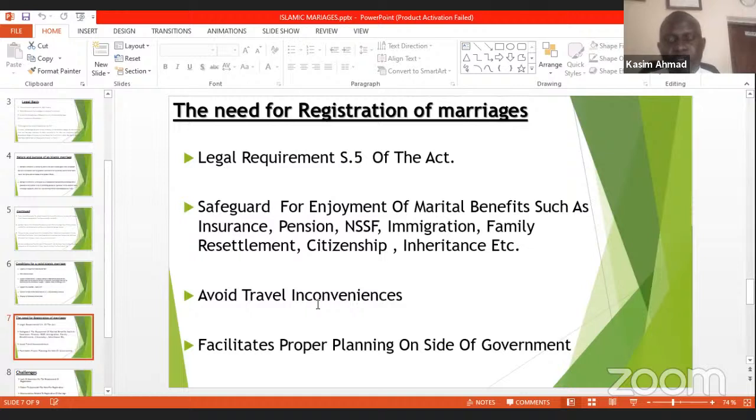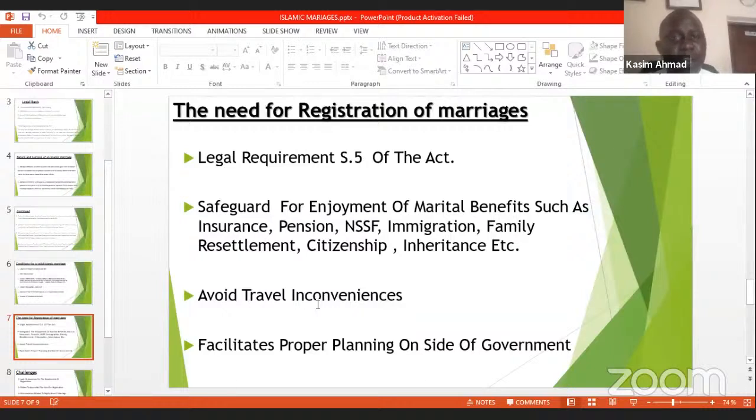I also want to make a small emphasis on the issue of registration, because in the beginning, I highlighted that whereas when you meet the requirements I've talked about, your marriage is valid, we have practical challenges of non-registration, which I will highlight in the next slide. But it is important that we understand that registration also has its own benefits.